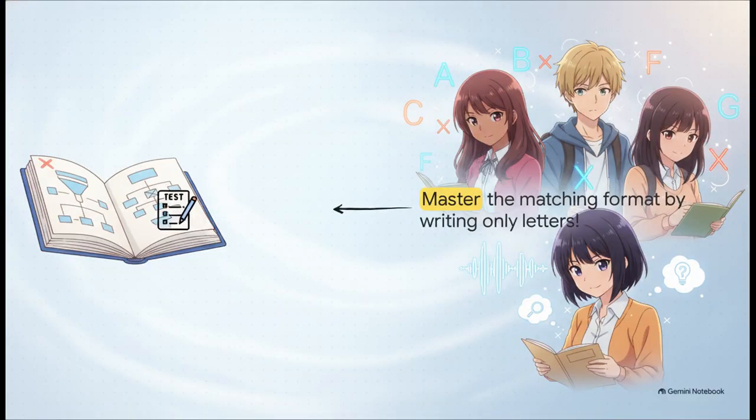I do want to briefly highlight matching tasks specifically because they trip so many people up. The key is to master the format. Remember, the instructions usually say to write the correct letter, A through G. Do not write the full phrase out, just the letter. You need to logically filter out the distractors, rely heavily on synonyms, and cross out the wrong options as you listen to systematically narrow down the truth.